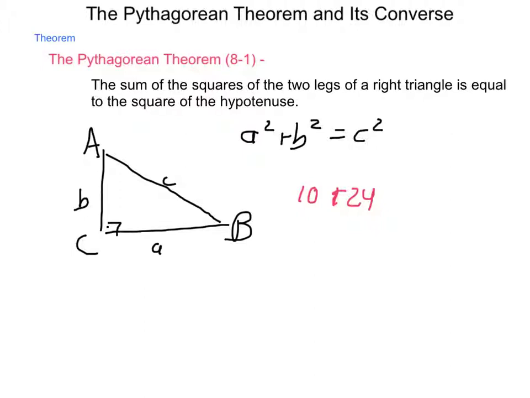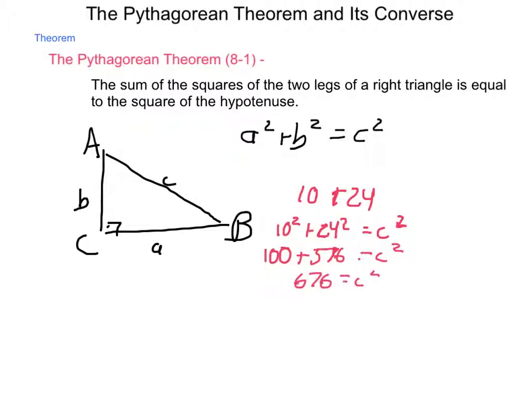Well, if these are the legs, we say 10 squared plus 24 squared, and it really does not matter which one is a or b, will equal the hypotenuse squared. So 10 squared is 100, 24 squared is 576, and that will equal the hypotenuse squared. Next, I add these together and I come up with 676 is equal to c squared. Then to find c, I take the square root of both sides and I end up with 26 being c.